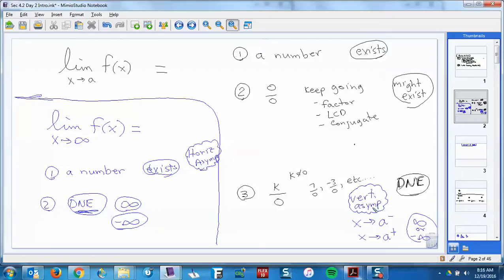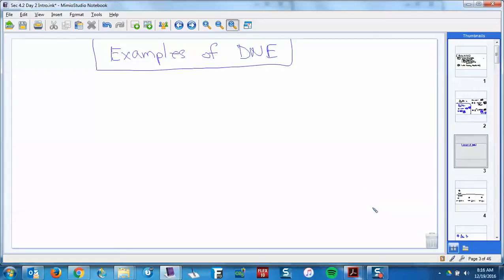All right, before we go over the homework problems, I want to start off with some examples of does not exist. What are some of the different scenarios you're going to run into where you're going to get does not exist? The first situation that we learned about was this scenario right here. You get a graph where that's happening. The cars don't meet. The limit doesn't exist.